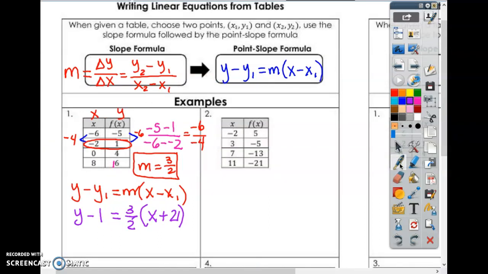Same thing, we're going to subtract the y's, subtract the x's. So it's going to be 5 minus negative 5 divided by negative 2 minus 3. What's 5 minus negative 5? 10. Put it in decimals. 5 minus negative 5. Divided by, what's negative 2 minus 3? Negative 5. Divide these two.